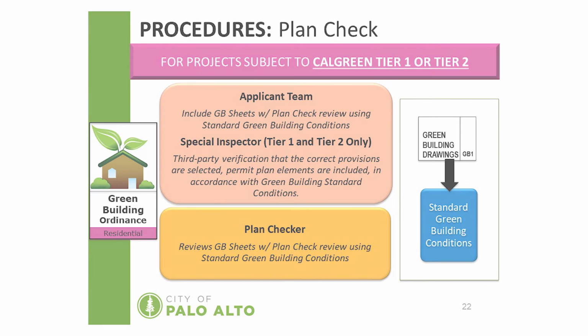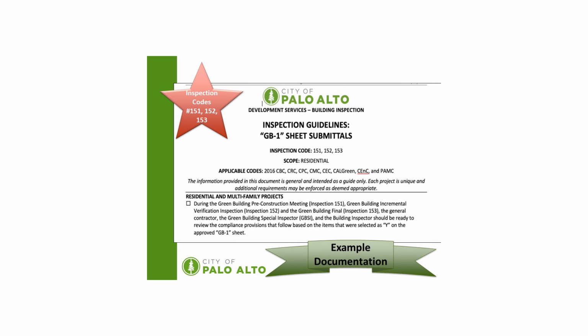This document is the Green Building Inspection Residential Guideline. So this guideline includes requirements for the beginning of construction all the way through the end and occupancy. And I'll highlight the inspection codes are 151, 152, and 153.